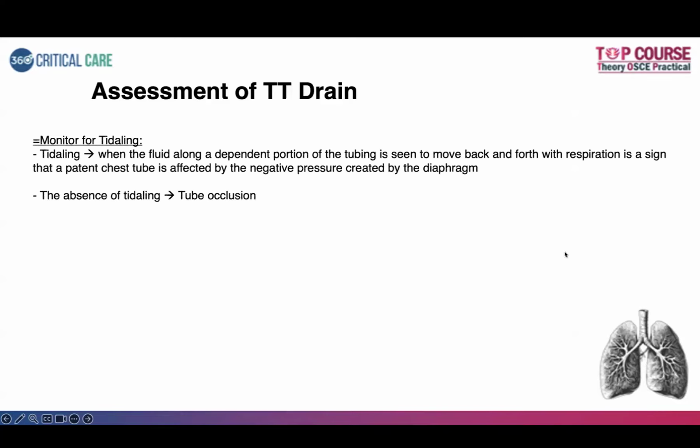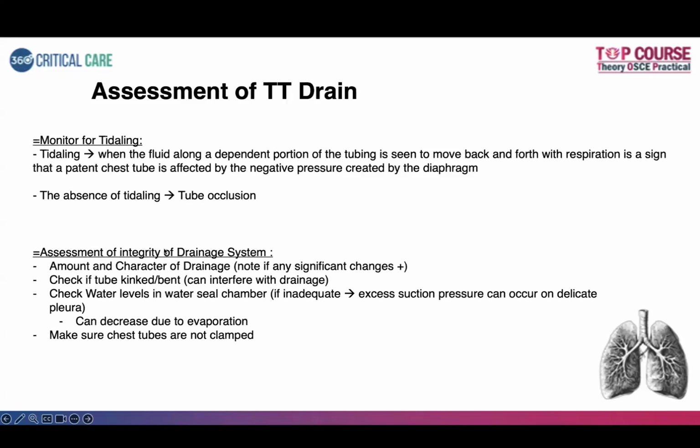So coming to the assessment of draining. You always need to monitor for tidalling. So what is tidalling? In local terms, it is your column movement. When the fluid along the dependent portion of the tubing is seen to move back and forth with respiration, it is a sign that the tube is patent and it is moving with the movement of the diaphragm. So the absence of tidalling indicates that there is a tube occlusion. Or in a fully expanded lung, tidalling may not occur.